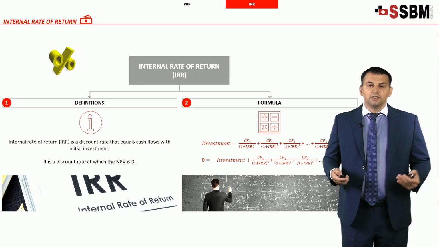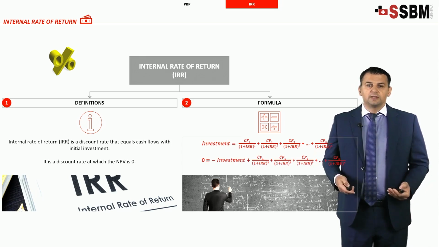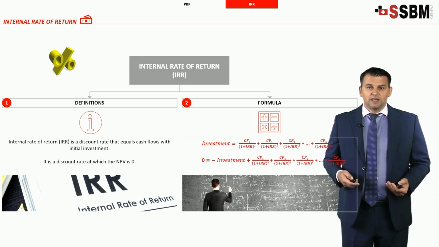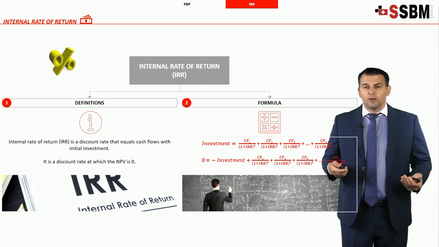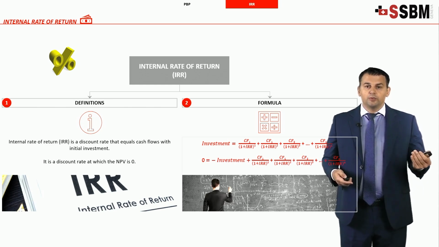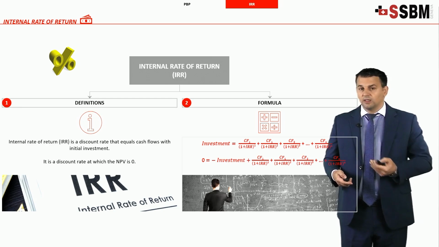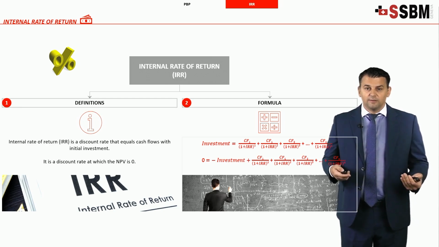So you have here the investment equal to cash flow first year divided by 1 plus IRR to the power of 1, plus cash flow of the second year divided by 1 plus IRR to the power of 2, and plus the last year cash flow n divided by 1 plus IRR to the power of n. If you put the investment on the right side, you have then 0. 0 equal to minus investment plus all discounted cash flows.